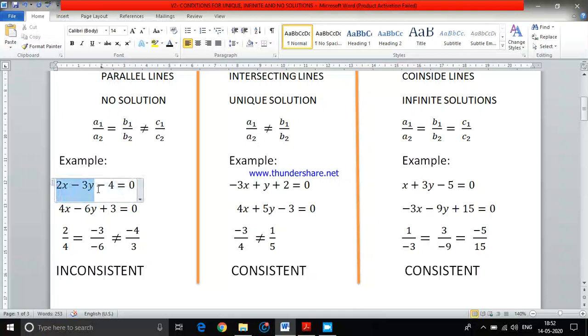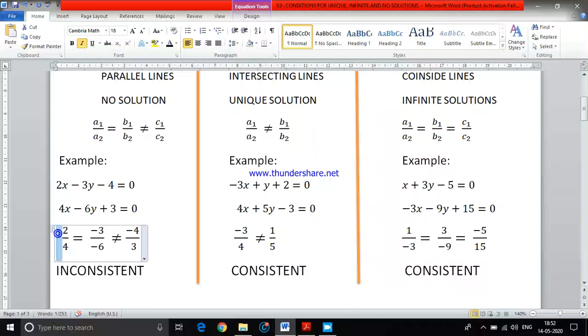So here I have the equations. First equation is 2x minus 3y minus 4 equals 0. And the second equation is 4x minus 6y plus 3 equals 0. So here a1 value is 2, a2 value is 4, so I got 2 upon 4 here. Then b1 value is minus 3, b2 value is minus 6, which is not equal to minus 4 upon 3. These are the values of c1 and c2: minus 4 is c1, plus 3 is c2.